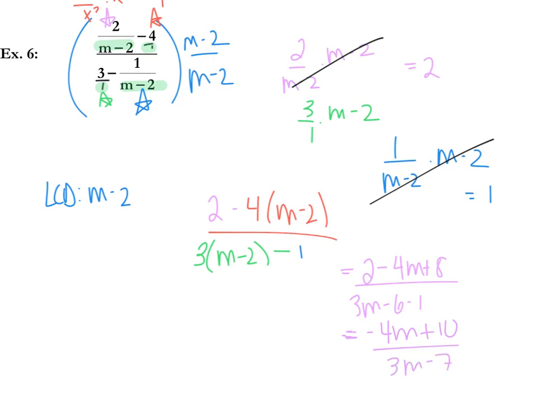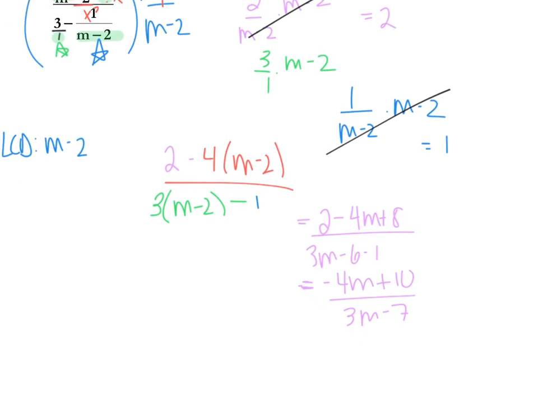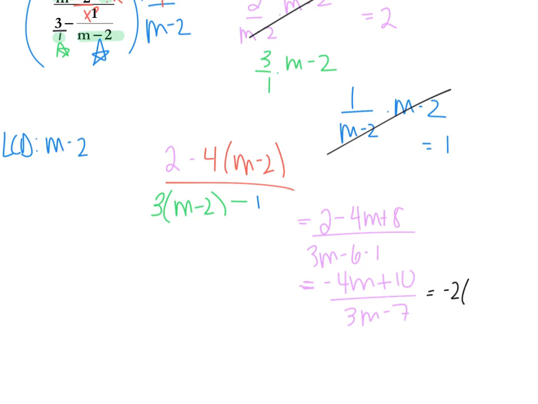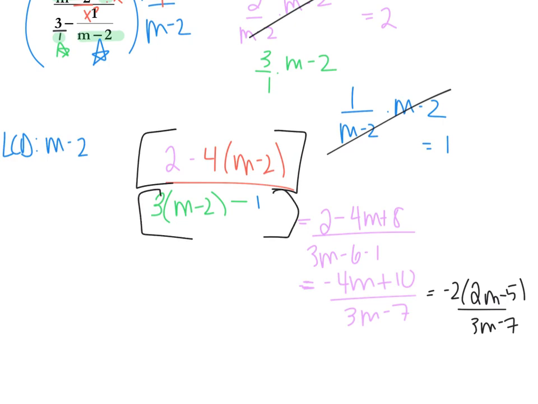Okay, and technically you could take out a negative 2 out of the top. So I could do negative 2 and then be left with 2m minus 5 over 3m minus 7. But that doesn't change the problem, the answer, because none of this cancels. So either one of these answers is acceptable. Just careful up here that you don't accidentally cancel these m minus 2's. Okay, this is if you want to put like big parentheses or brackets, these are pairs. You can't break them up.